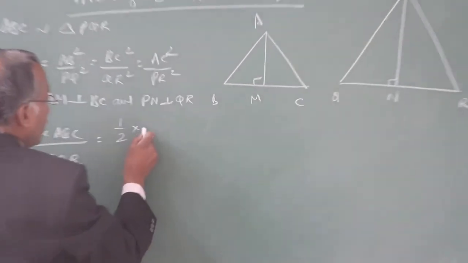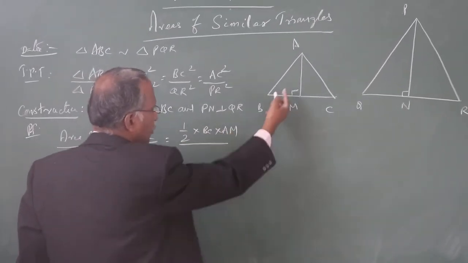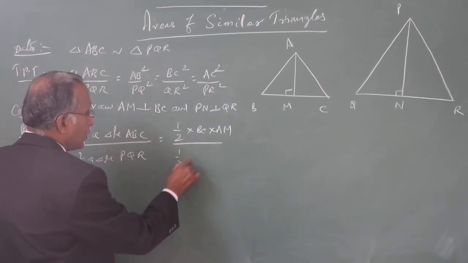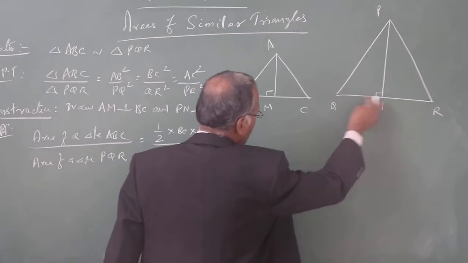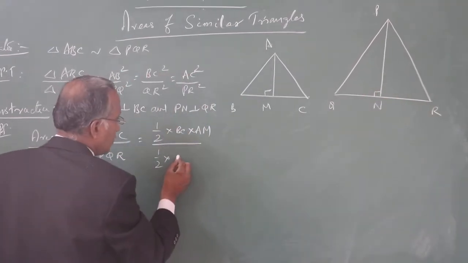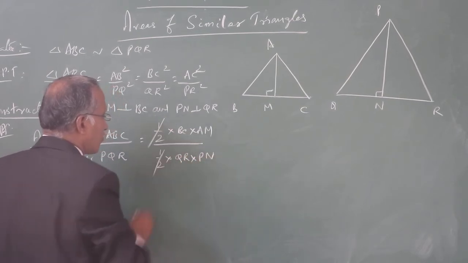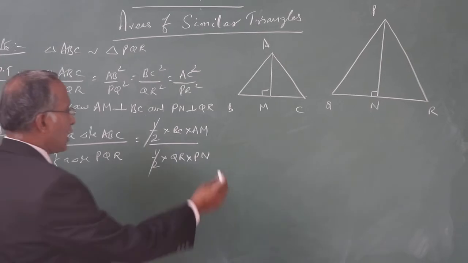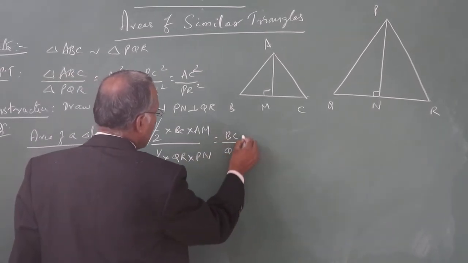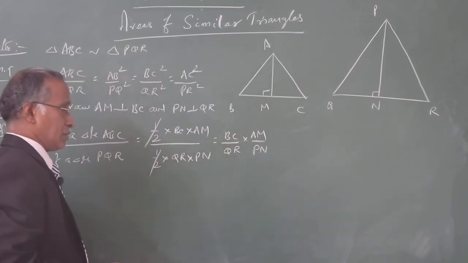Therefore, half into base is BC, height is AM. Half into base into height. In the same way, area of the triangle PQR, half into. In the triangle PQR, QR is the base and PN is the height. Half into QR into PN. Half and half get simplified. Then we can get here BC by QR into AM by PN. This is one concept you can keep.